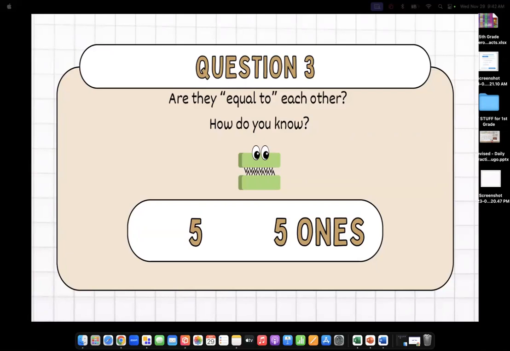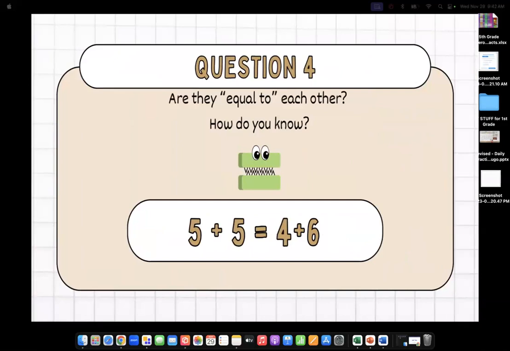Are those equal? 5 and 5 ones. 1, 2, 3, 4, 5. Good job. Yep, because we have 5 ones, even though it looks different kind of because I put the ones there. Keep in mind when you do your 10s and 1s chart, it's still going to be 10s and a 1. So you're still looking at 5 on both sides. So that is going to be equal.